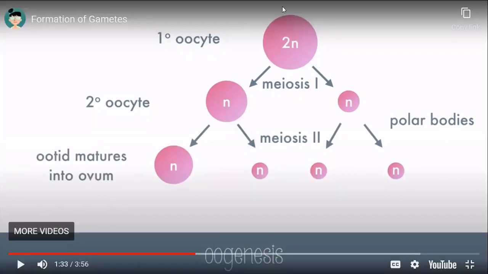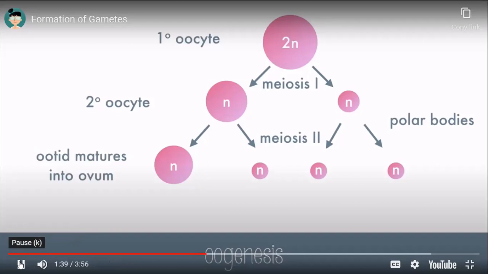What is different about the egg and the sperm? In the egg, during meiosis I and meiosis II, four cells will result, but not all of them are eggs. We have three polar bodies, and one is the egg. This is the difference. But it's happening the same way, meiosis I and meiosis II. One mature egg will become an ovum, okay? This ovum will have all the organelles, including the mitochondria.